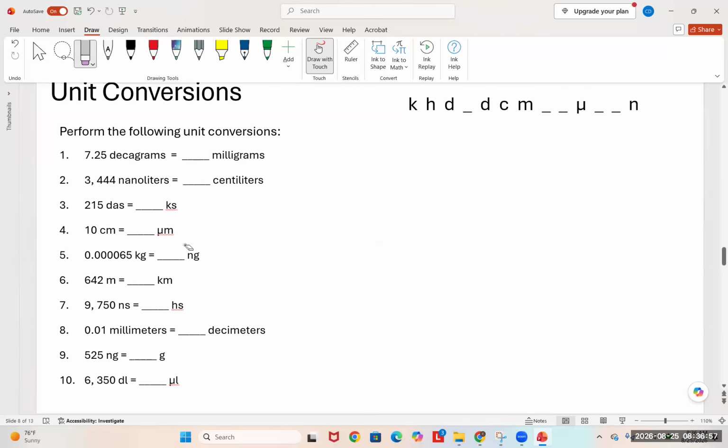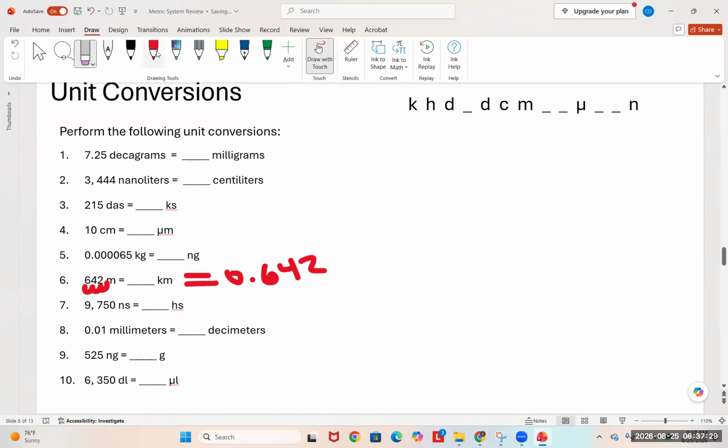All right, y'all. Gonna keep this going. So 642 meters. Okay, so just a reminder, that puts us here. That's a base unit. And we're gonna figure out how many kilometers it is. So we're gonna go to the left, 1, 2, 3. So 3 places to the left. We're gonna move our decimal 1, 2, 3. So it's gonna equal 0.642 kilometers.